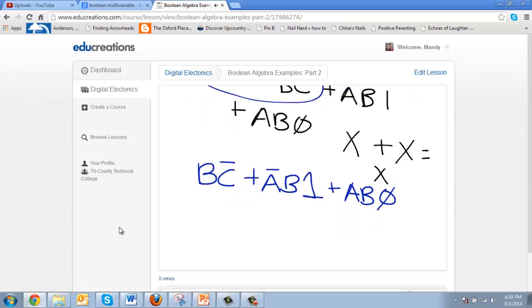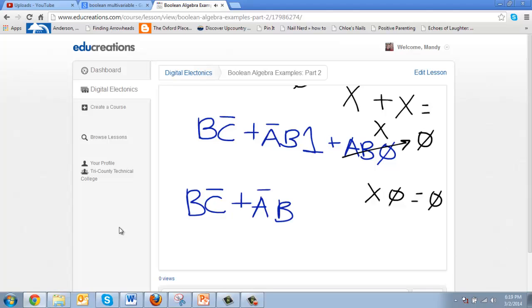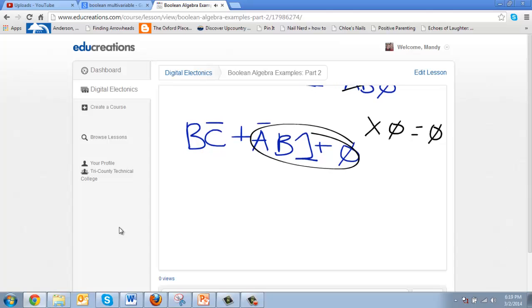Now, again, we have a rule about x and 0 is equal to 0, right? So that means this term becomes 0. And so now we have this, or 0. But what do we know about anything or 0? This part is just going to become, we're going to drop the 0 altogether.